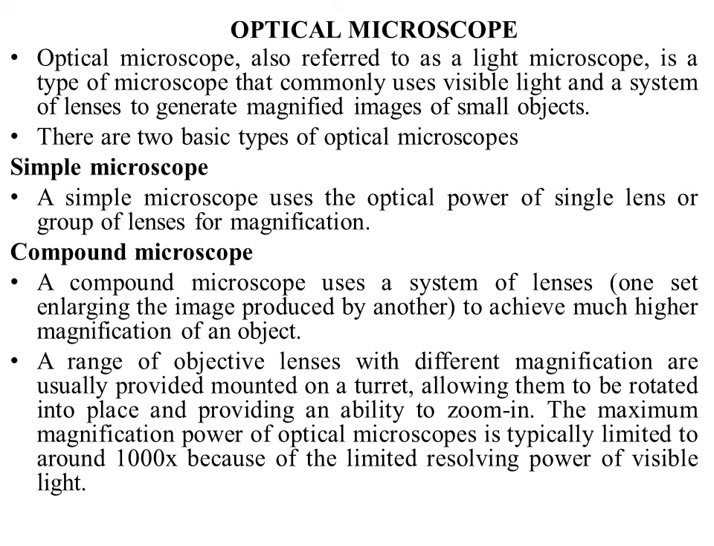Optical microscope is also called a light microscope, and it makes use of visible light and lenses. In a simple microscope, only a single lens is used. The magnification is comparatively lesser compared to a compound microscope. A compound microscope makes use of a system of lenses, and here we can achieve higher magnification of an object, about 1000x, and it also has a facility for zooming.